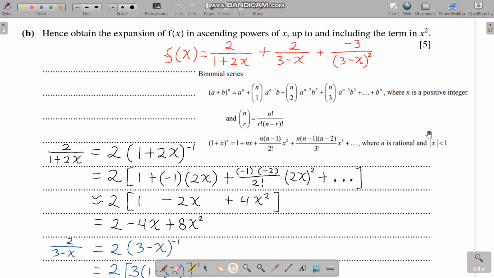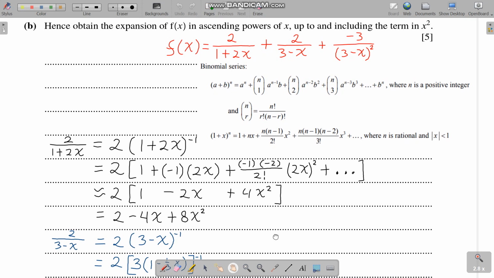Hello everyone, this question is about binomial series or binomial expansion. So this is part B. Part A is to find the partial fractions here. So now we have to use the partial fractions and use binomial expansion and find the expansion up to and including the x squared term. So we have to analyze each term separately.